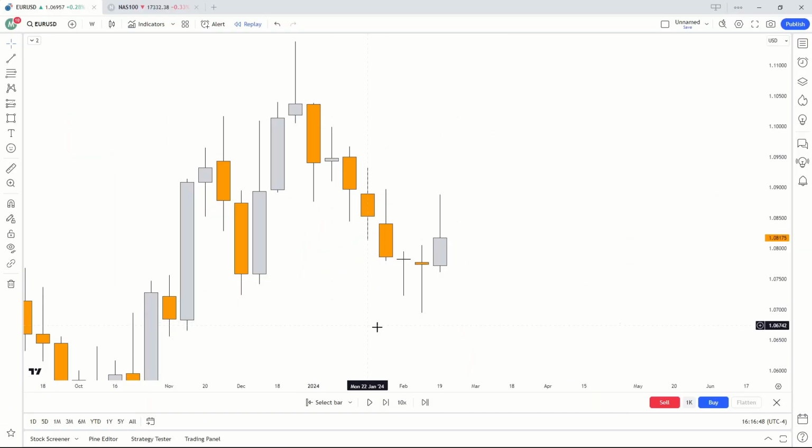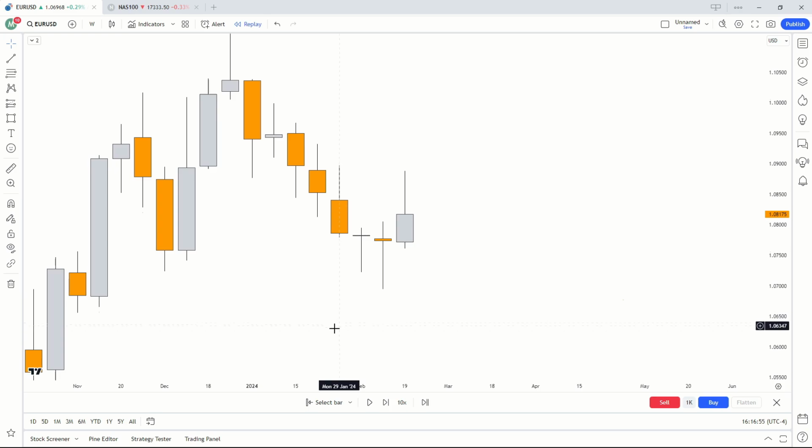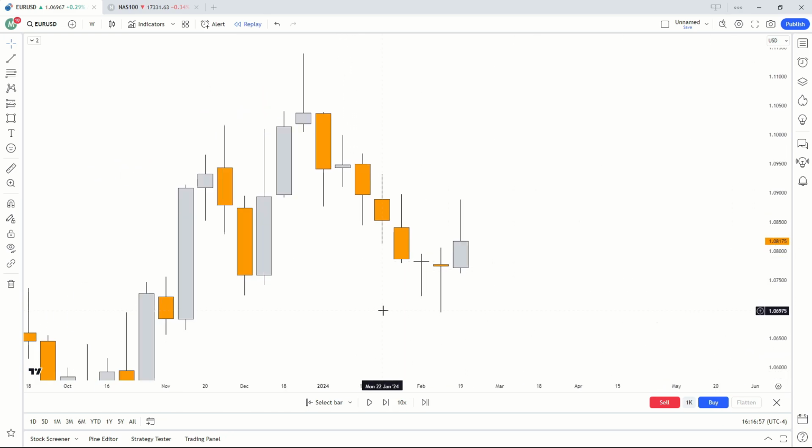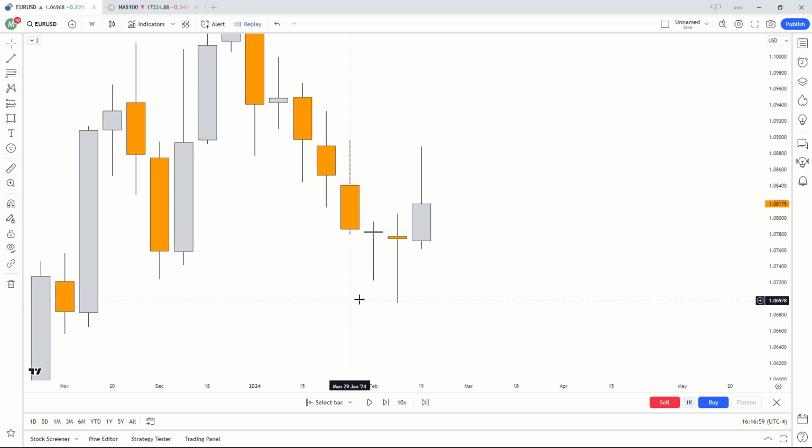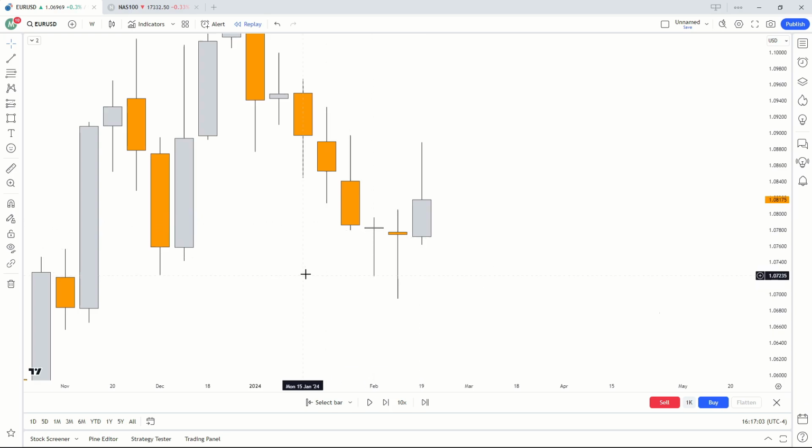Alright, I'm on USD on the weekly time frame. And as I mentioned earlier, I do not check the monthly time frame. So we start our top-down analysis on the weekly time frame. So what do I check on the weekly time frame? I simply check for how each candle is reacting to the high and low of the previous candle.